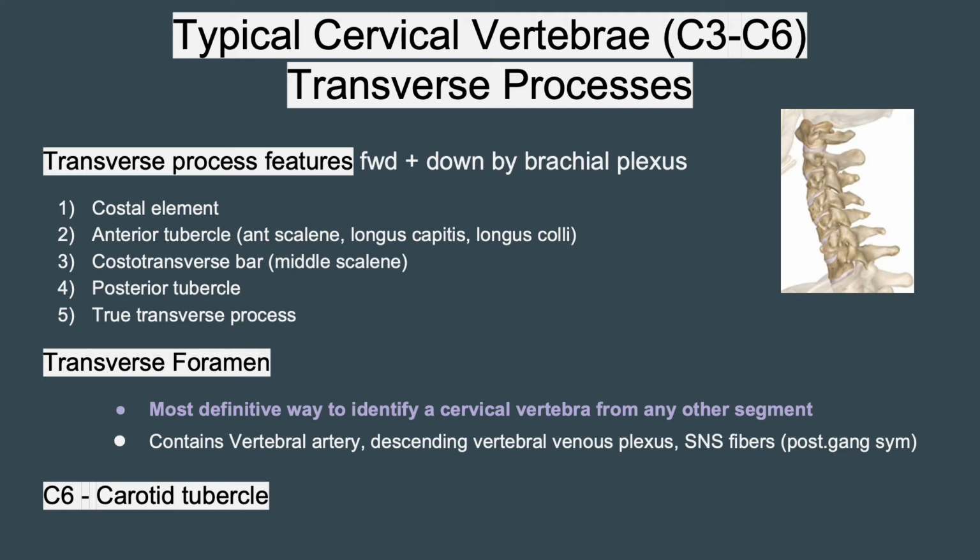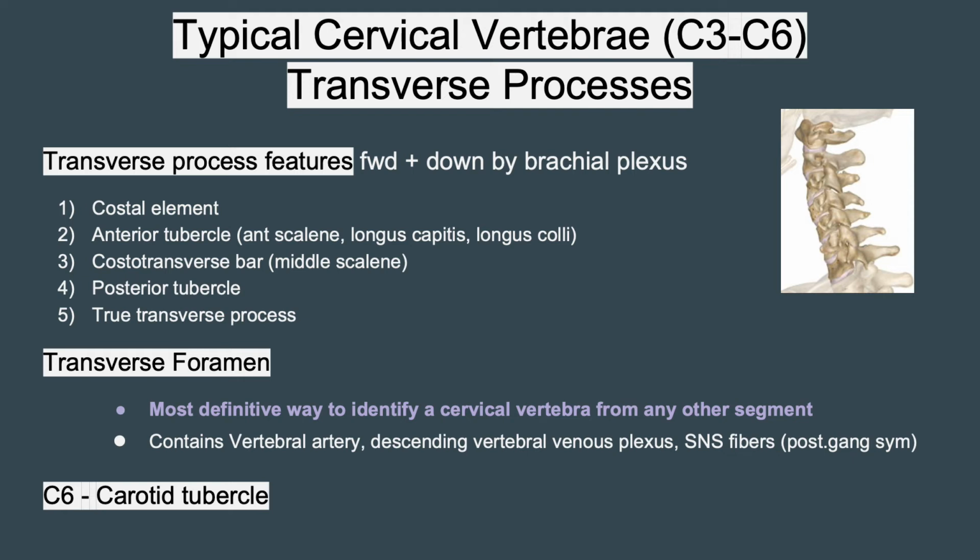The transverse foramen, so that is the hole that you see, the very round hole that you see in the transverse process, and that is going to contain some features that are important to know. Certain parts, vessels and nervous structures travel through that area. So that's going to be where the vertebral artery travels through as it's going up towards the brain. The descending vertebral venous plexus is going to be held in that foramen, as well as sympathetic fibers. So do know this point. The transverse foramen is the most definitive way to identify a cervical vertebrae.